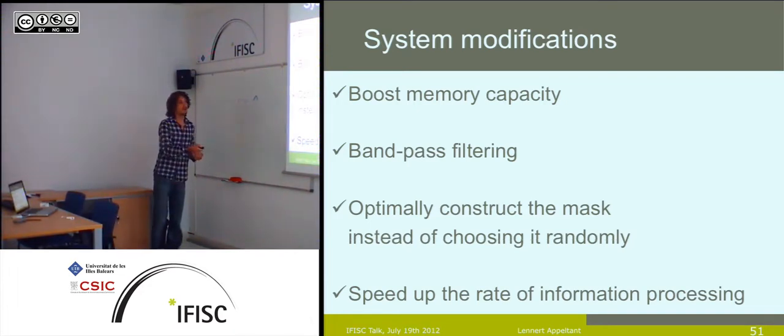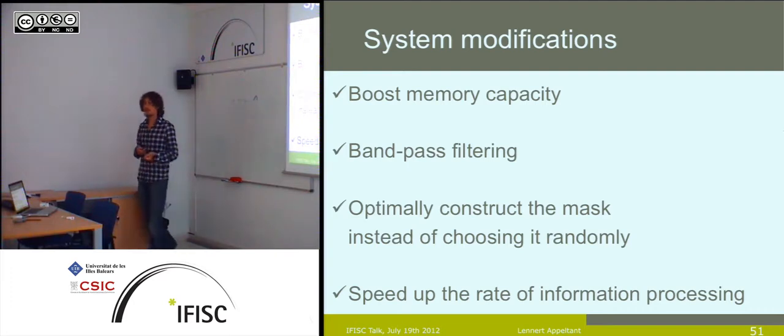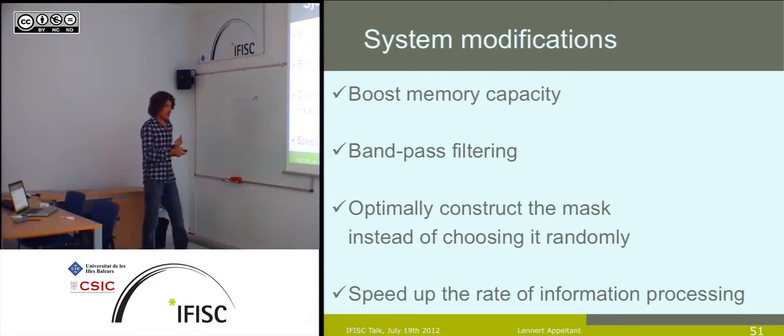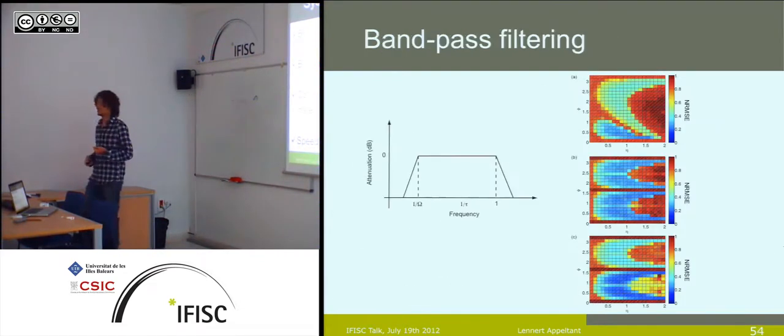Also, this mask that I was speaking about, up until now, I've always assumed it is random. But we can try to make a construction that will give us optimal performance of the system. So not just choose this mask randomly. And of course, we would like to speed up the rate of information processing as much as we can.